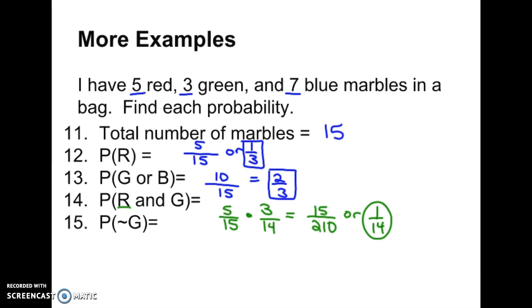The last one, probability of not getting a green. Again, we're assuming all the marbles are in there again. So I have 15 marbles. If there are 3 green marbles, then we know the rest are not green. So how many are not green? Well, if there's 3 green ones, then you also have 5 and 7 that represent the ones that are not green: 5 red and 7 blue. So altogether, that is 12 marbles that are not green. And if you reduce 12 divided by 15, you end up getting 4/5. So you should get 4/5 for that one.